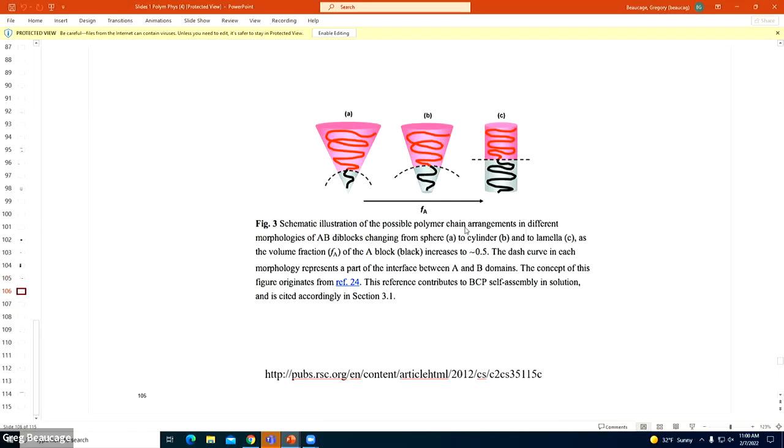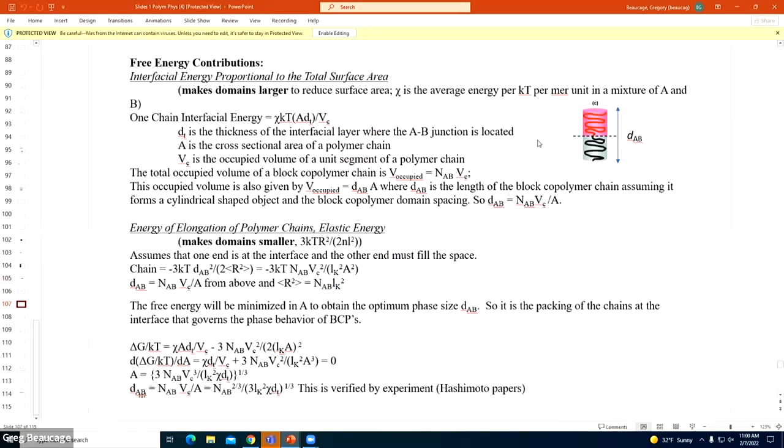Whitten came up with a theory about how to predict the size of the domains this thing forms, and it's pretty simple. It's based on a boundary region. There's a size of the domains that he wants to get, this DAB. Then there's a region in the middle where A and B mix. So you can have the energy of mixing, the average energy of mixing of A and B.